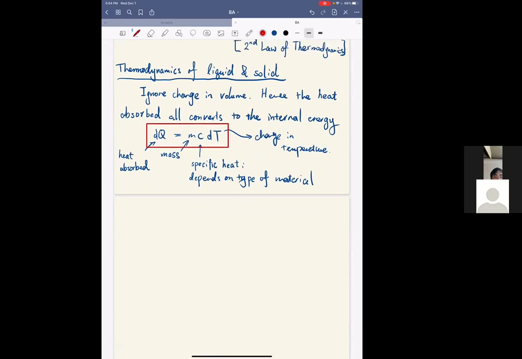So basically, given any liquid or solid, once you know the specific heat, and once you know the mass of it, then you know how much temperature it will change. So then you know the change of temperature when that liquid or solid absorbs this much quantity of heat.